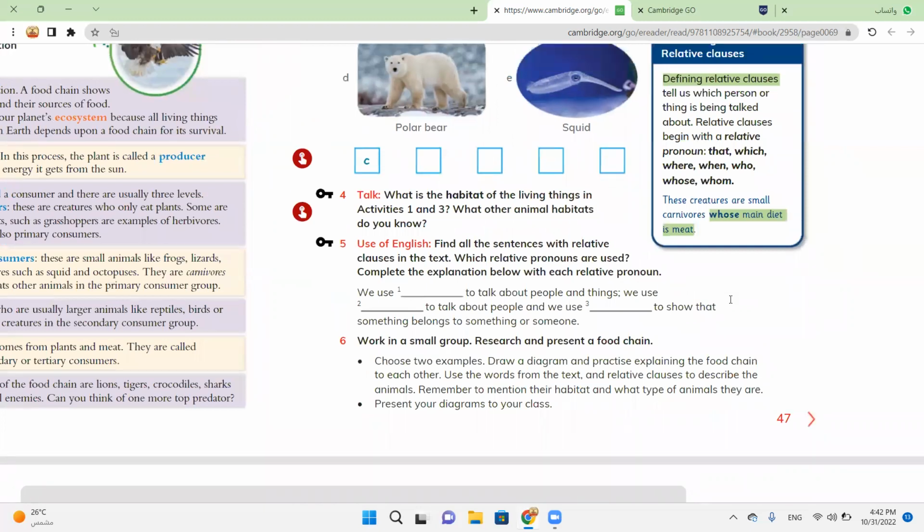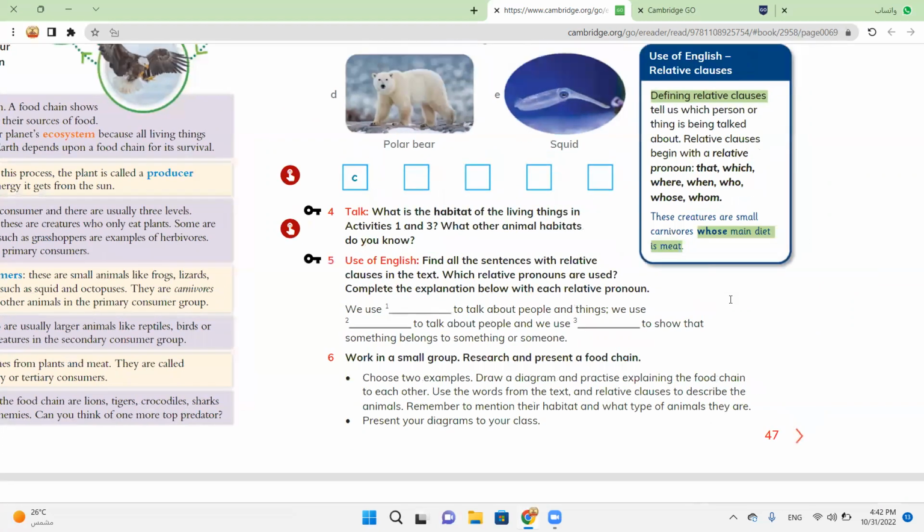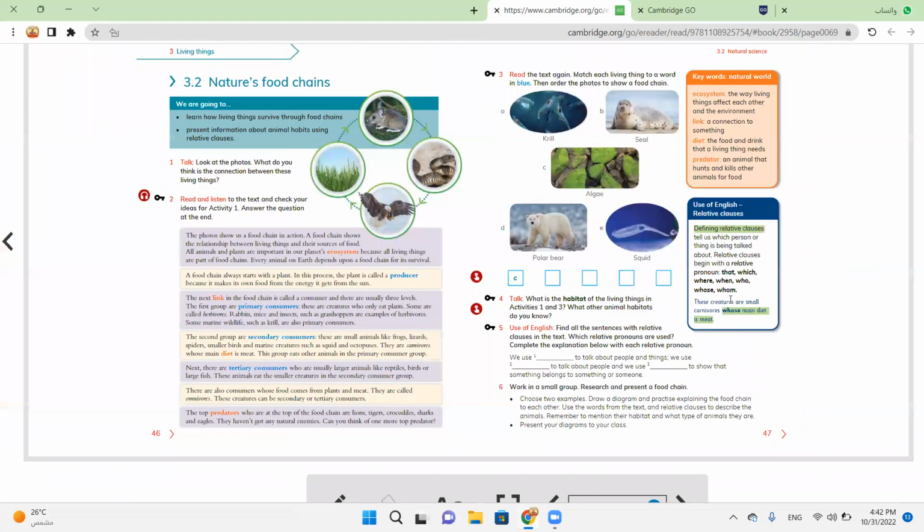Activity 6, work in a small group, research and represent a food chain. You can select a food chain of your choice from the internet or from your mind, and try to make 2 examples. Draw a diagram and practice explaining the food chain to each other. You can present your diagram to your class. Okay, good. So this is a nice activity you can do.